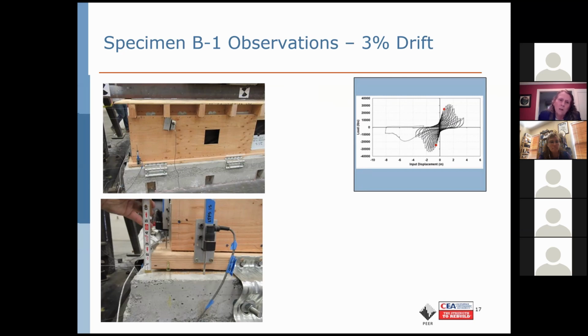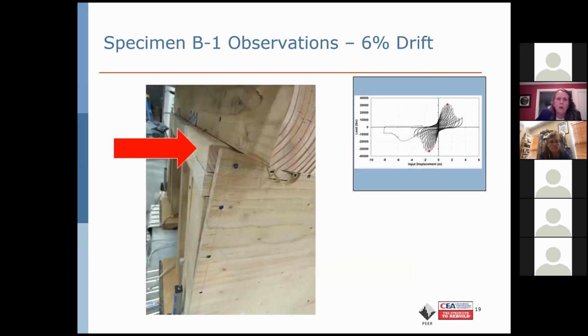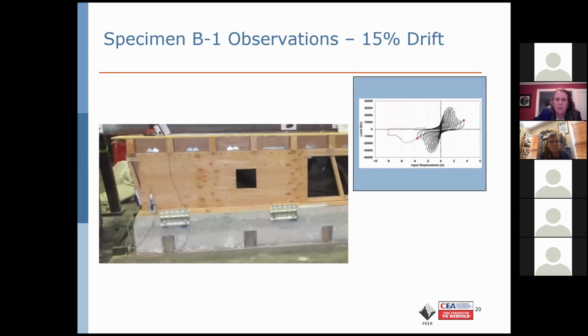Here you see, look at 3% drift for these tests, and we were starting to get things prying up from the foundation and moving here and there. At 3% drift, we started getting ripping of the building paper that was between the framing and the horizontal wood siding on the back side of this specimen. At 6% drift, we started to see very obvious slip and things like that. We went up to about 15% cyclically on this.